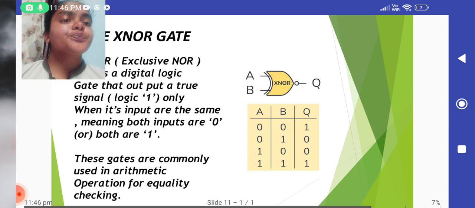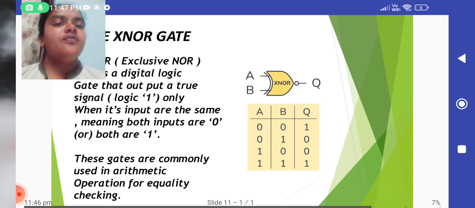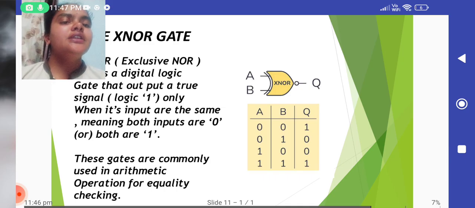If we give 0 0 input, it will produce a 1 output. If we give 0 input and another input 1, it will produce a 0 output. If we give both inputs as 1, it will produce a single output, 1. And finally, this gate is commonly used in arithmetic operations for equality checking.